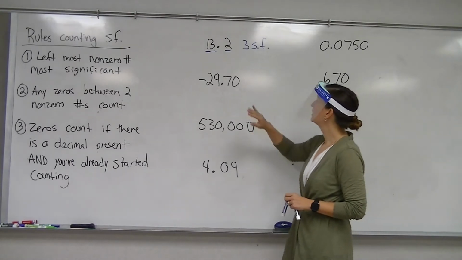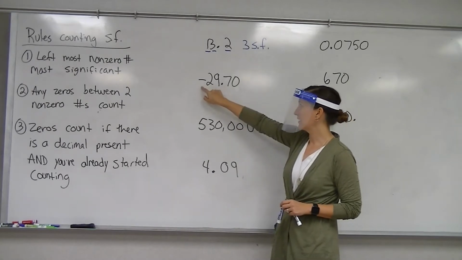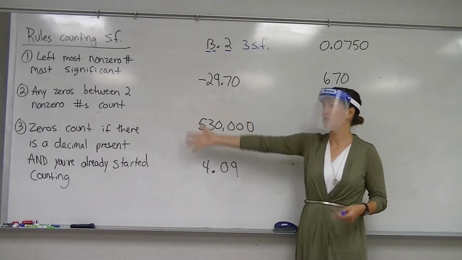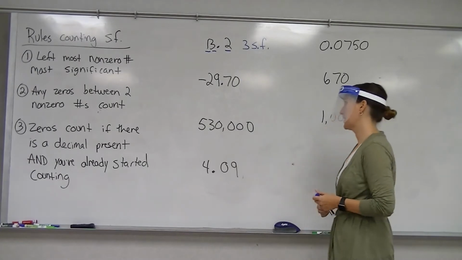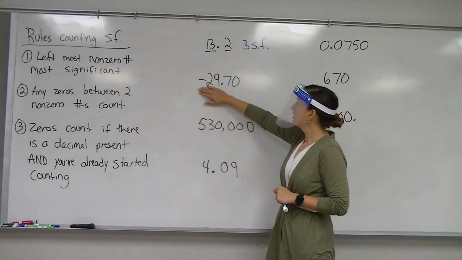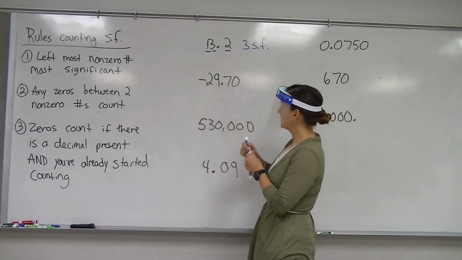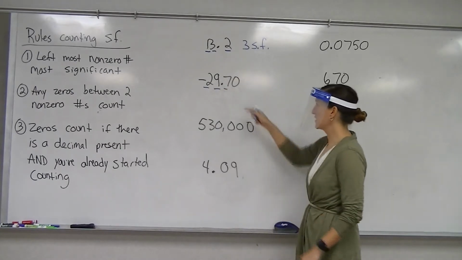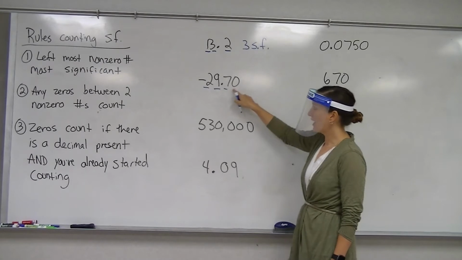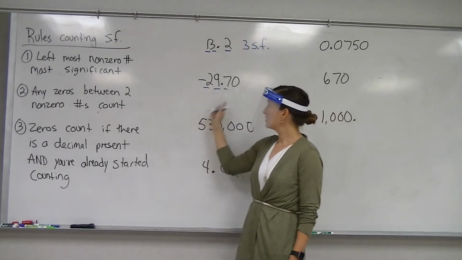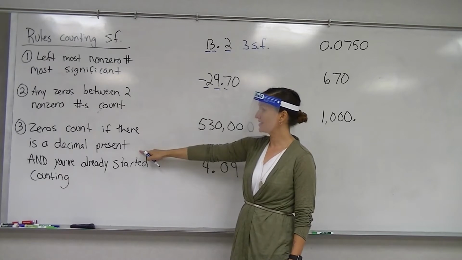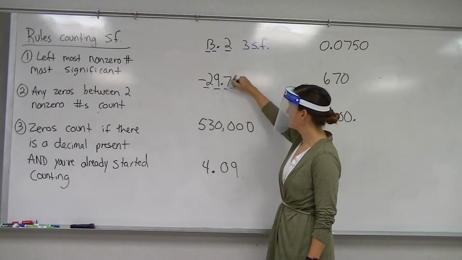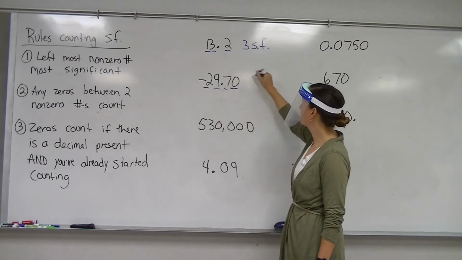So the next one, it's a negative. I wanted to throw a negative number up here just to show you it doesn't matter. Positive, negative, same rules apply. We still count the sig figs the same way. So in this one, we start counting at the 2 because the leftmost non-zero number counts. The 9 counts because it's also not a 0. The 7 counts because it's also not a 0. Now that we get to a 0, we have to figure out if it counts or if it doesn't. We just talked about this a minute ago. Rule 3 says it does count. Why? Because there's a decimal point and we started counting at the 2. So that means yes, it counts for a total of 4.